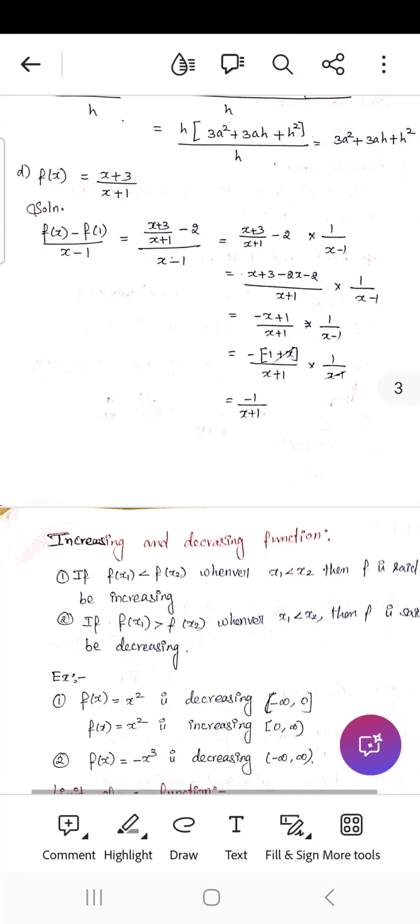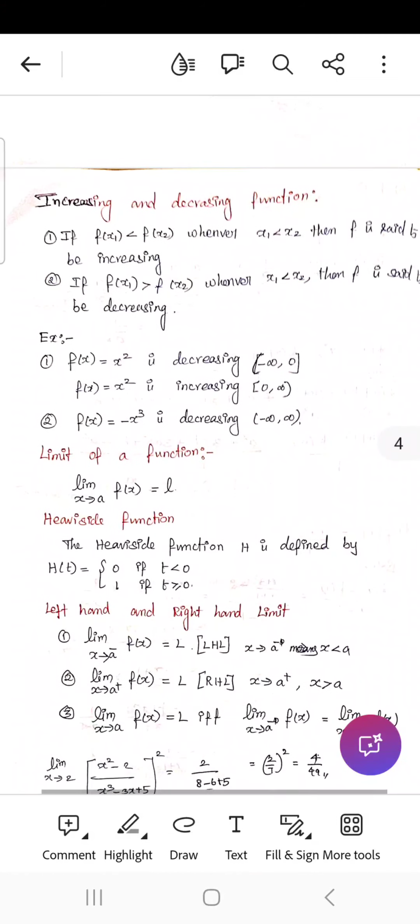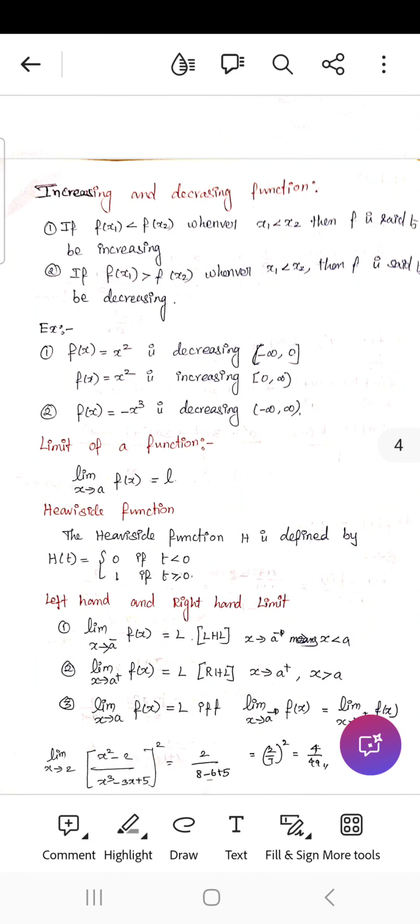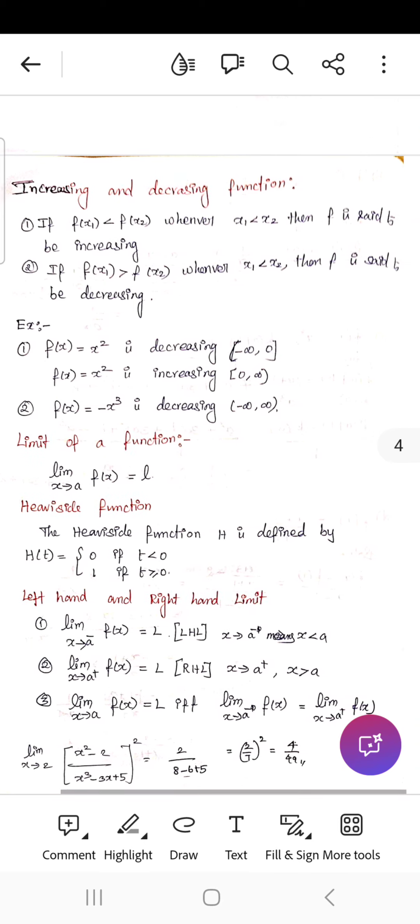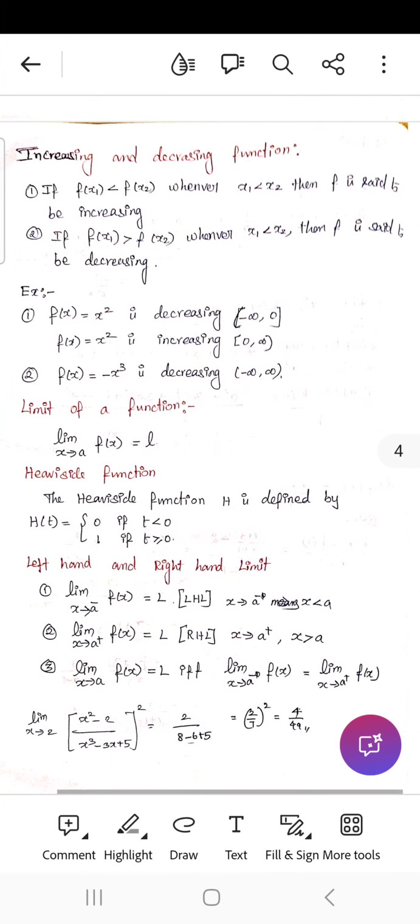Next problem is f of x equals x plus 3 divided by x plus 1. We can calculate f of x minus f of 1 divided by x minus 1, that is minus 1 by x plus 1. Next one is increasing or decreasing functions. If f of x1 is less than f of x2 whenever x1 is less than x2, then f is said to be an increasing function. If f of x1 is greater than f of x2 whenever x1 is less than x2, then f is said to be a decreasing function.